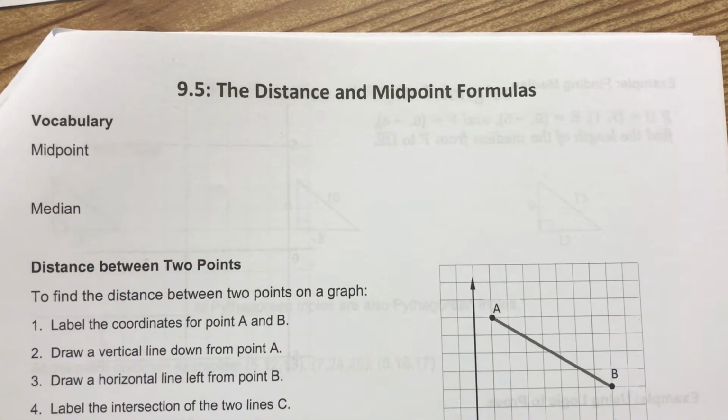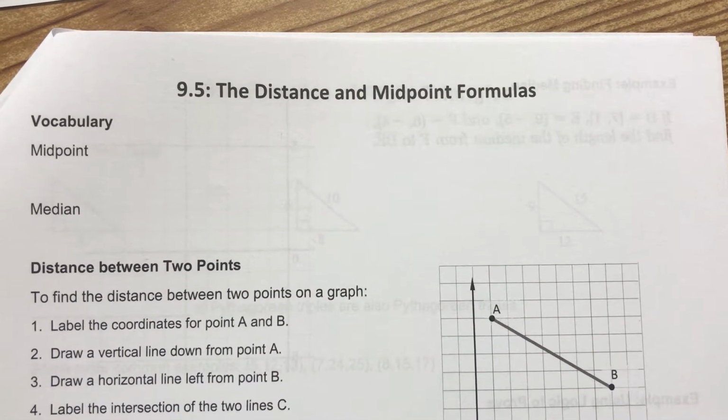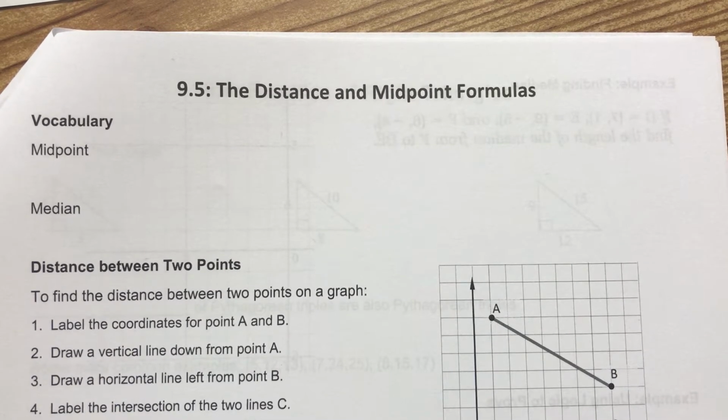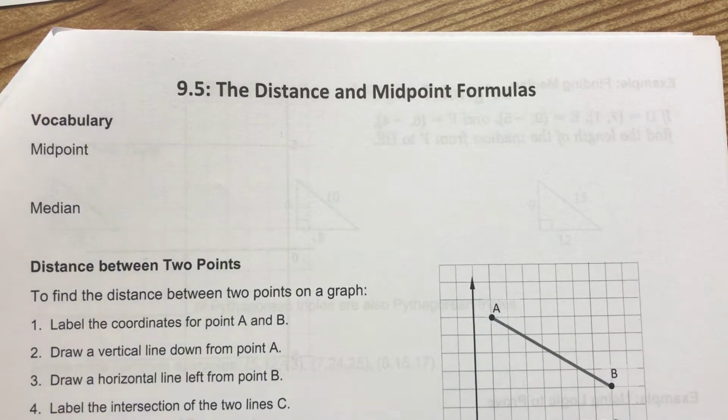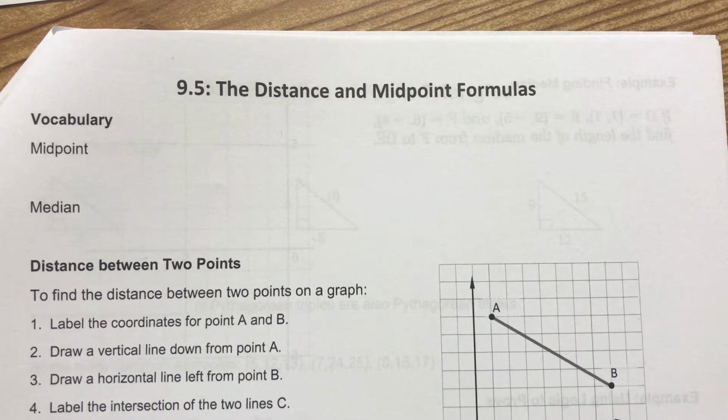Hello, ladies and gentlemen. Today we are going to talk about distance and midpoint formulas. These are two formulas that you actually have already learned, but we are going to talk about them again in the context of right triangles. We are also going to talk about a new line inside of a triangle. So we talked about altitudes earlier this chapter. Today we're going to talk about medians.